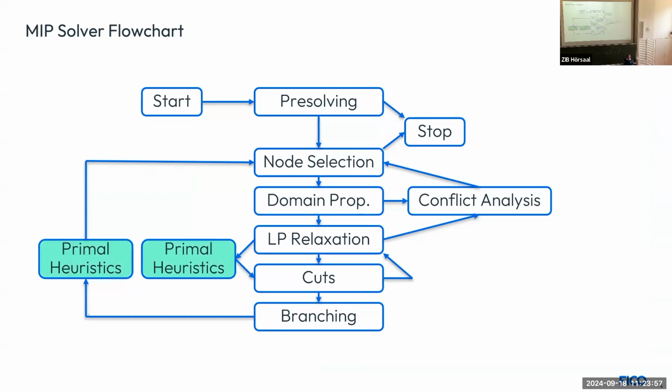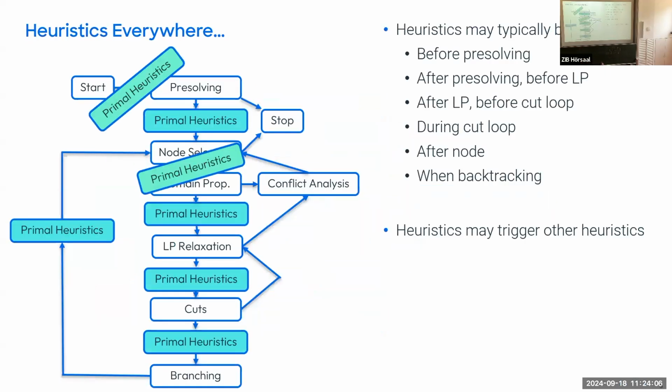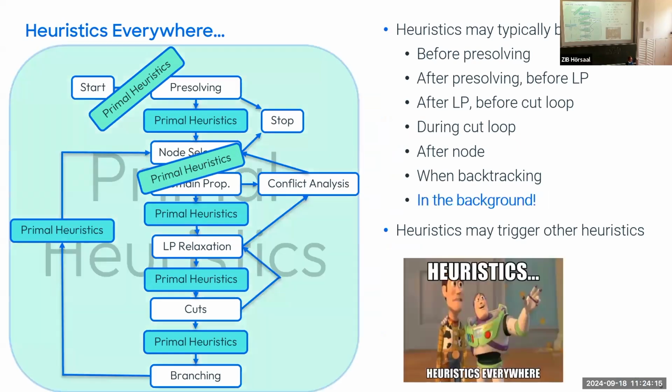Okay, back to our MIP solver flowchart. You see, I put in heuristics twice here for the main points where they are applied. Knowing how solvers look internally, this would be the much more correct picture. You can apply heuristics before presolving, after presolving, after the LP but before your cut loop, during your cut loop, after, when backtracking, or in the background as a parallel task of its own, running completely independently of the branch and bound search. There are so many possibilities. A lot of this, if not all, is done in solvers. And heuristics may trigger other heuristics. So there should be some three-dimensional zoom-in effect, whatever.